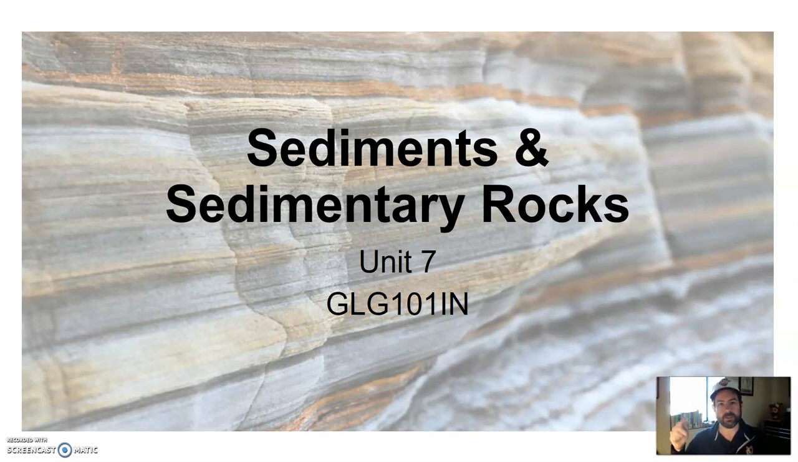Welcome back to Unit 7, Sediments and Sedimentary Rocks. Alright, full disclosure: sedimentary rocks and sediment are not my favorite. But these types of rocks do tell one heck of a story. They're not my favorite because they're not much to look at in most cases. But again, sedimentary rocks do tell one heck of a good story. So, let's get into it.